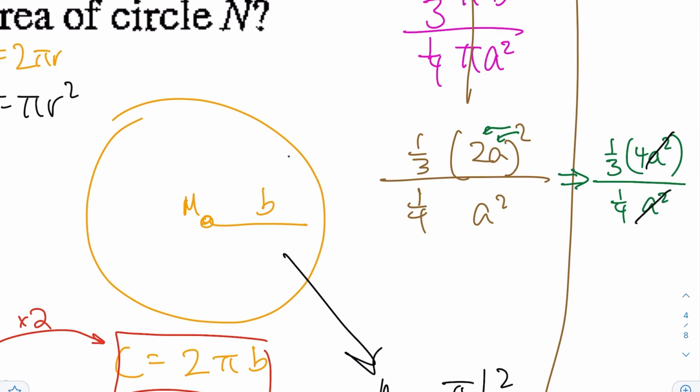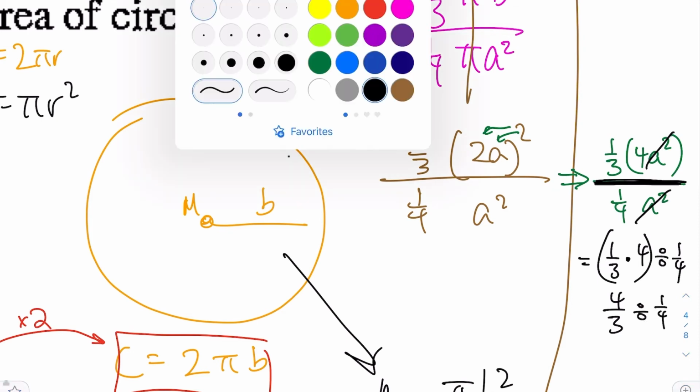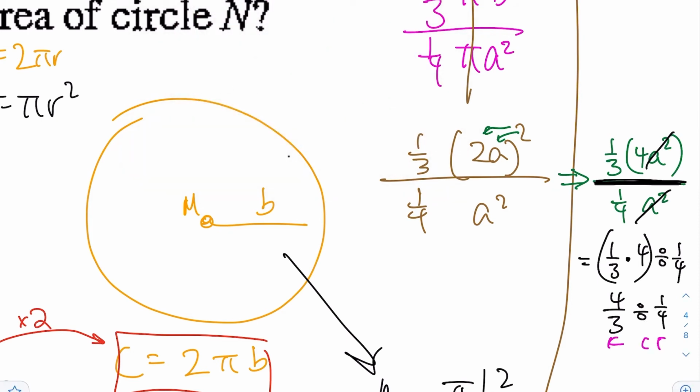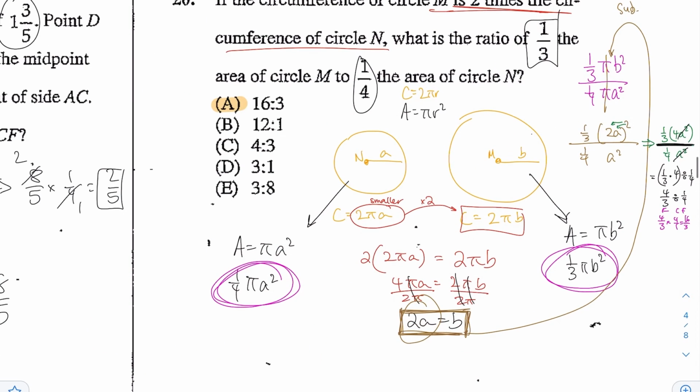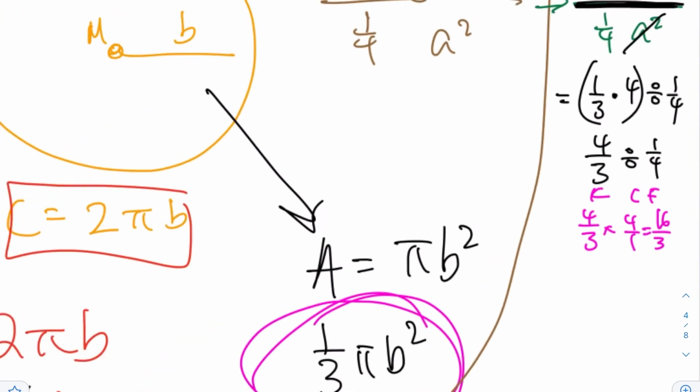The a squared get canceled out, and you have 1/3 times 4, and you're dividing by 1/4, because this really means divide. So 1/3 times 4 is really just 4/3, divided by 1/4, and when you do keep change flip, you have 4/3 times 4/1, or 16/3. So that's choice A, 16/3.